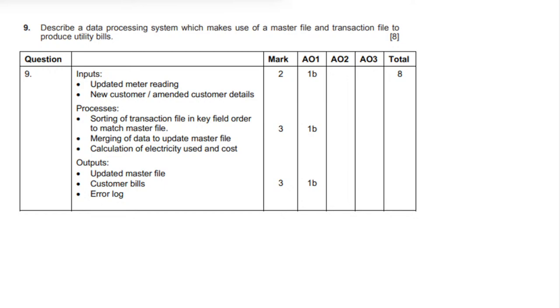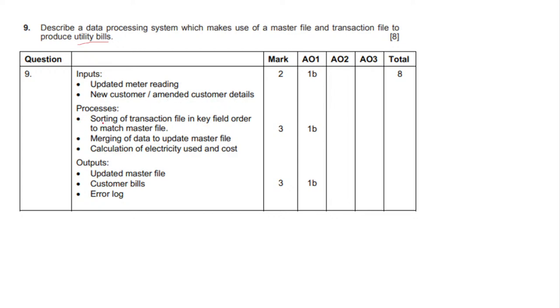Describe a data processing system which makes use of master and transaction files to produce utility bills. So you would talk about inputs, processes, and outputs. What needs to go in, what needs to be processed, and what needs to be spat out. So you would say, updated meter reading and the new customer or amended customer details. Okay, you have to think on your feet here because it's all about utility bills. And I understand that many of you have never paid a utility bill. Wait till you get to the age where you can pay utility bills and gas is about 4.7 million pounds per cubic meter of that stuff, okay? So there we are. Inputs: updated meter reading, new customer or amended customer details.